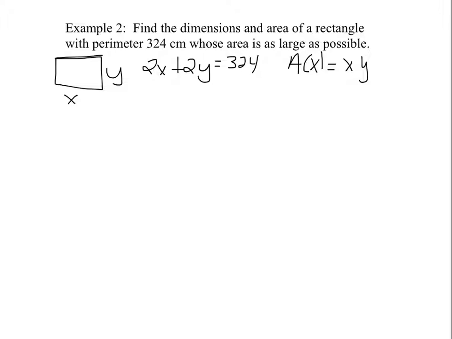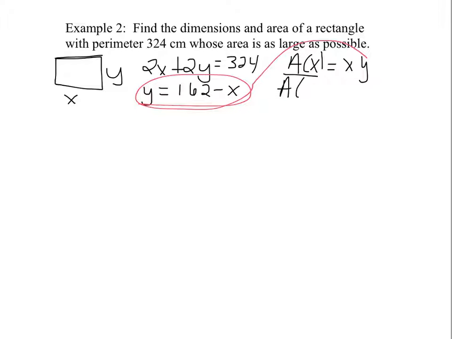All right, again, we can't have the area in terms of x and y, only in terms of x is what we want, so we're going to solve this one here for y. If I divide everything by 2 and then subtract x from both sides, I get 162 minus x. I'm going to replace the y in the area formula with what we found, y in terms of x. So it'll be x times 162 minus x.